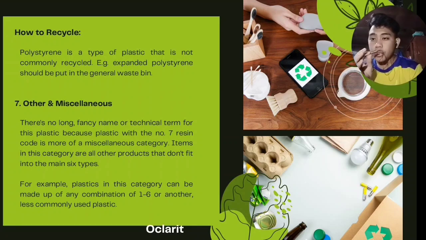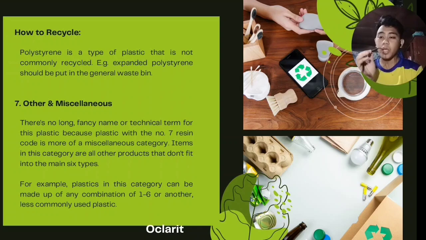So number 7 is other and miscellaneous. There is no long fancy name or technical term for this plastic because plastic with the new 7 resin code is more of a miscellaneous category. Items in this category are all other products that do not fit into the main 6 types. So other and miscellaneous does not belong to the first 6 plastic resin codes.